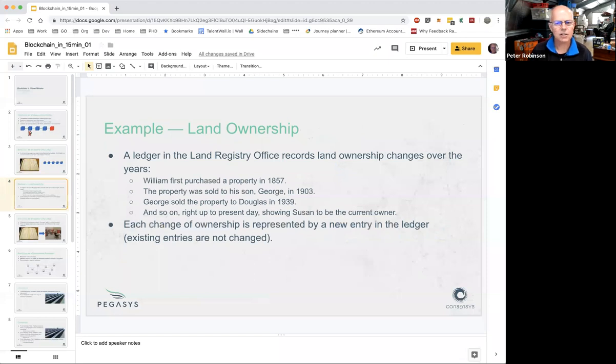And so as an example, you could have a land registry office record showing who owns what land. And you could have someone who buys the land, say, in 1857, and then it's sold and then sold again and sold to the current owner. And doing those changes, you're updating the record, but you're writing new lines into the registrar, and you're not crossing out the old ones. And so it's a non-destructive way of adding things to the end of the record.